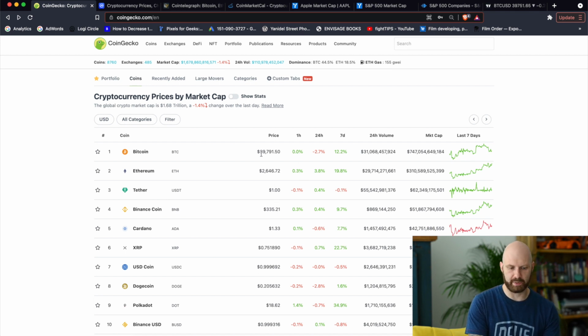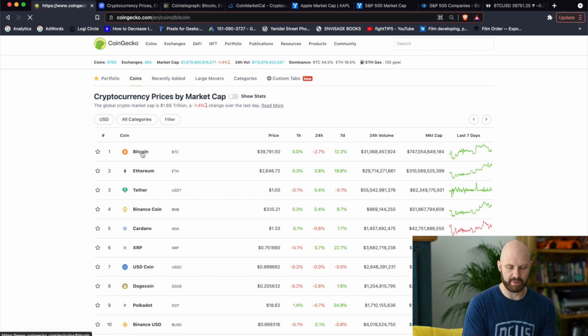We can see that we have Bitcoin at almost $40,000, Ether at $2,600, Binance coin at $335, and Cardano at $1.33. I mean, these prices seem to be all over the place. But what's important is the market cap, which is the price multiplied by the supply.